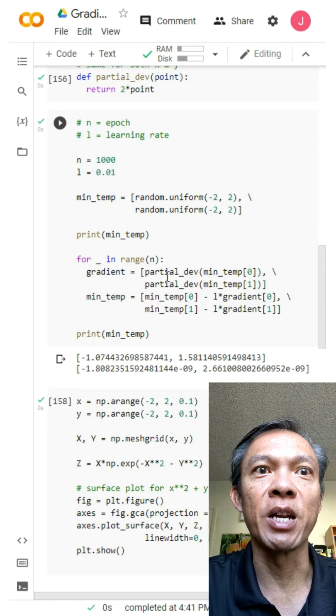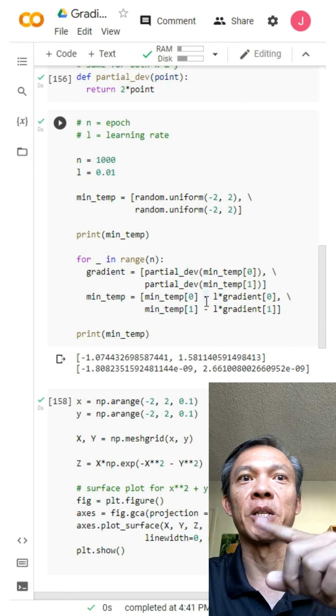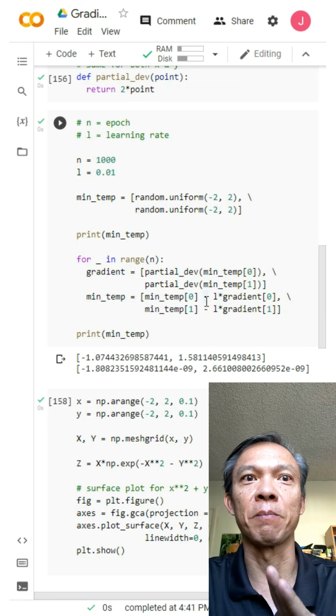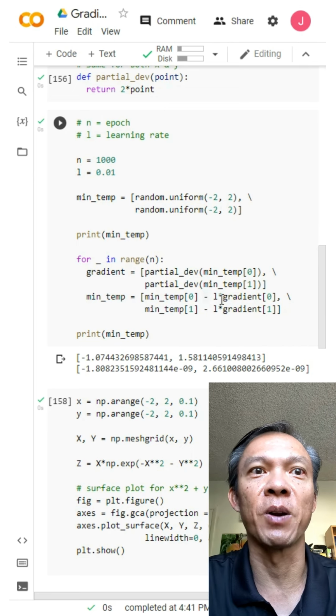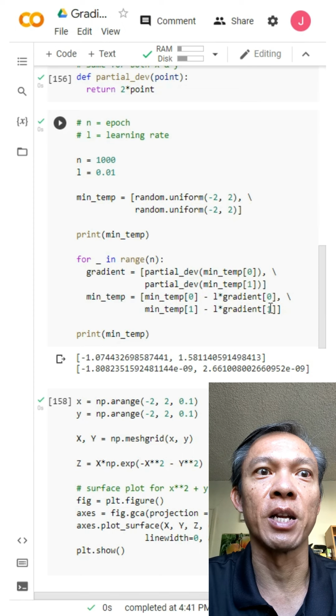So when we find the gradient, we update our position, and in the algorithm, minus basically means going the opposite of the slope. If the slope is positive, you're going to go minus. If the slope is negative, you're going to go positive right here. So this one right here is updating the x position, the 0, and this one right here is updating the second position. And then it's going to print out the final position.